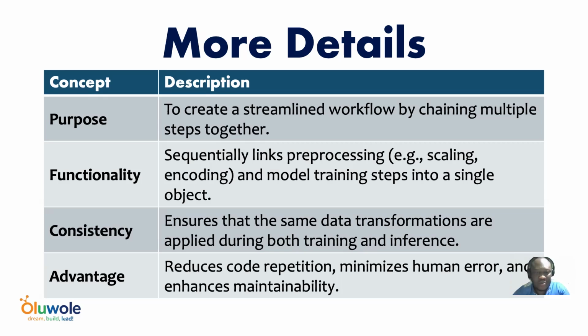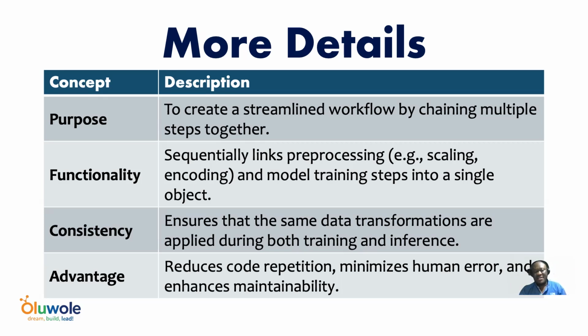So that's what we're trying to do. Therefore, functionally, we are sequentially linking processes. So we are combining our scaling, our encoding and our model training steps into a single object. Exactly. Everything that we have done, section by section, is now in a container. It's like we have containerized it, like I told you, Docker. So when we fix it and run it, we don't have to start from the beginning and do all the processes again.